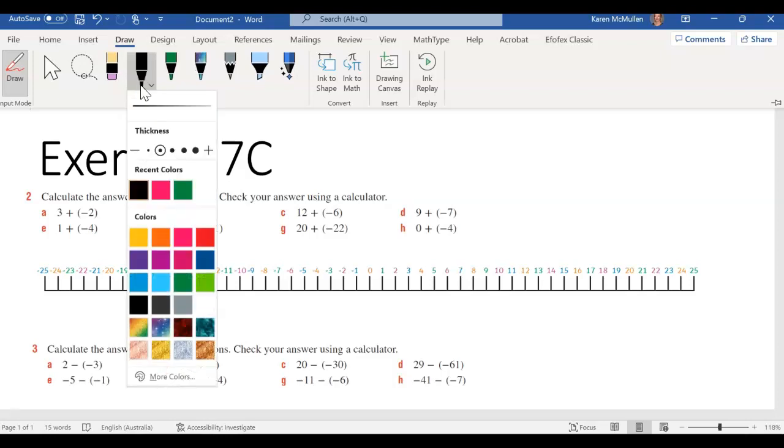Let me just get my pen ready. I want black, a different color. Let's use pink.